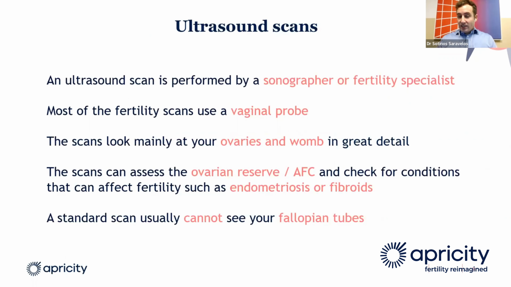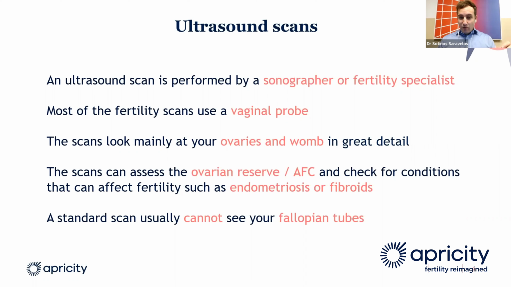So the AMH test, as you can see, is a basic test that we do for women and couples that have infertility. Ultrasound is also super basic and absolutely paramount. It's performed by a sonographer or a fertility specialist like myself. Most of the fertility scans use a vaginal probe, because it gets very close to the ovaries and the womb, which we see in great detail. Sometimes from the tummy, you can't see them as clearly.